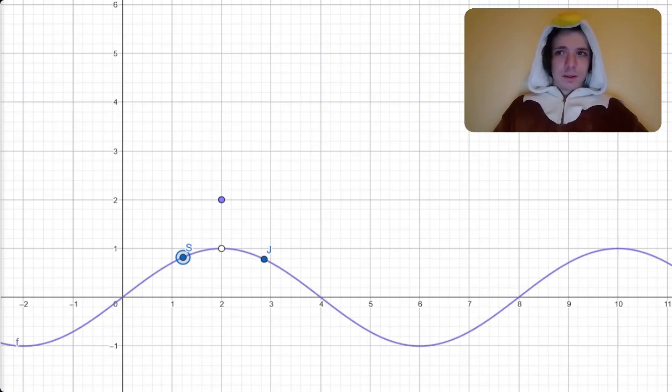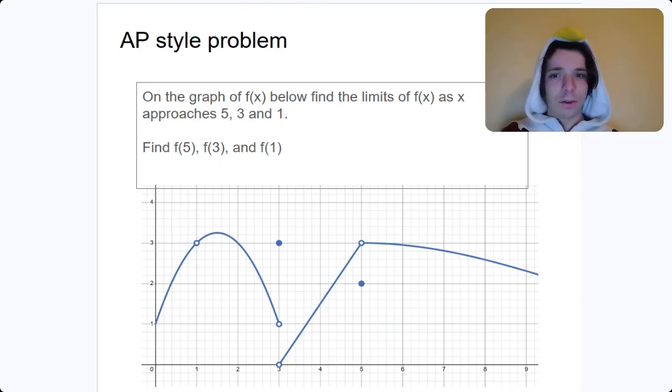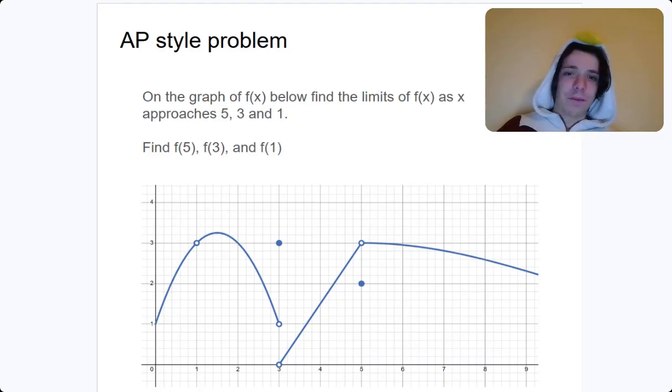And let's look at another example here. On the AP test, they might ask you to find limits from a graph and have a graph that's kind of complicated. So let's try this example. On the graph of f of x below, find the limits of f of x as x approaches 5, 3, and 1, and then find f of 5, f of 3, and f of 1. We're going to use our method from earlier with Jackie and Shadow coming in from opposite directions. Let's start with what we know.